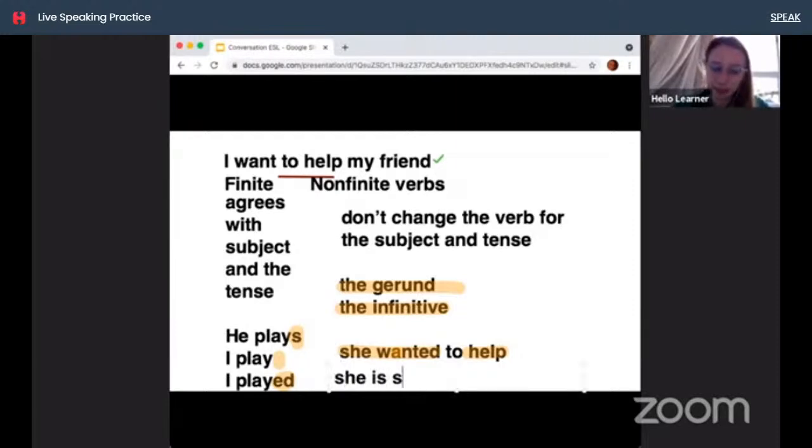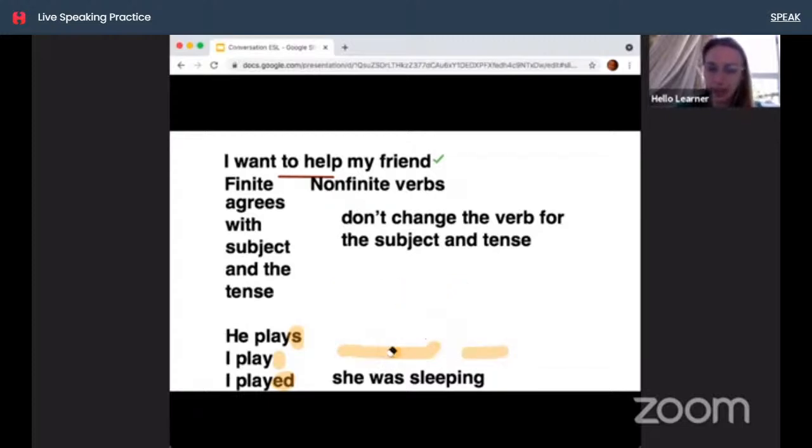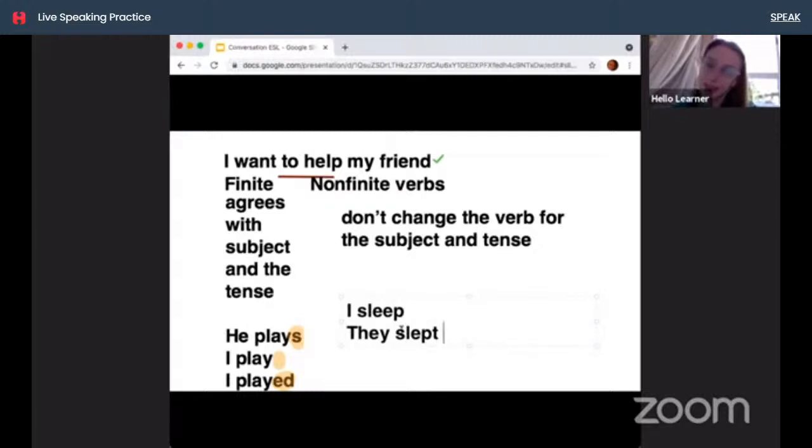She is sleeping is the present. She was sleeping is the past, but the sleeping doesn't change. So even though the tense is changing, we haven't changed the sleeping. So whenever we don't change it for the tense or the subject, we can think of it as non-finite. But in another form, we can make it finite. We can say, I sleep in the present. They slept in the past. So here, the sleep is changing. It is finite there, but as a gerund, it's non-finite. Does that make sense?